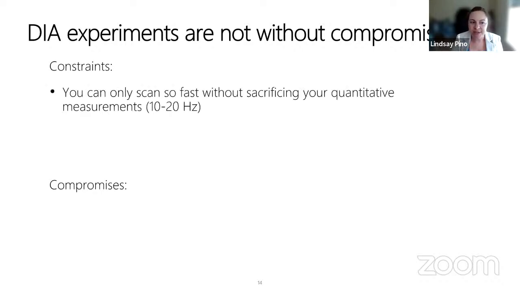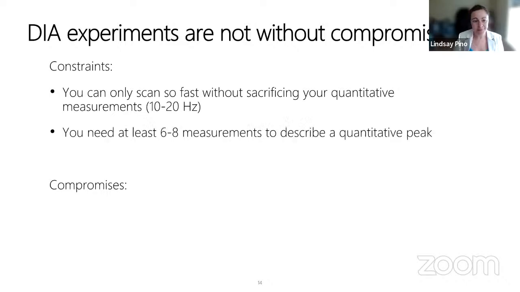There's a lot of constraints and compromises. So one thing that Sue had mentioned is you're limited by your hardware. So you can only make MS2 scans as fast as your hardware can go. And for mass spectrometers, we measure this in hertz, so like scans per second. You're capped by your hardware.